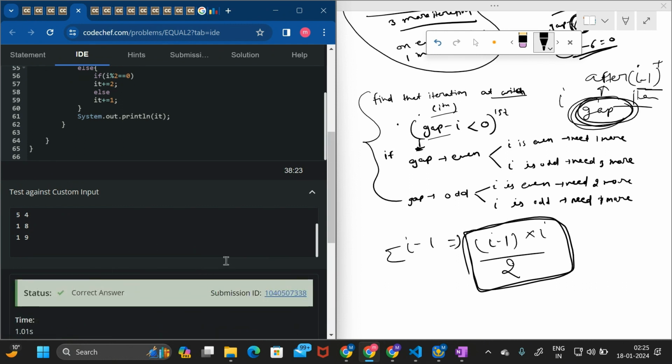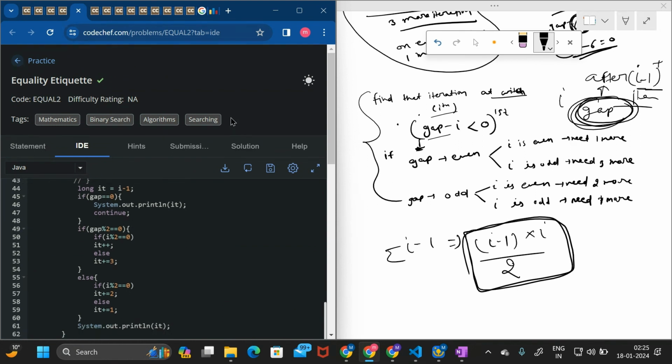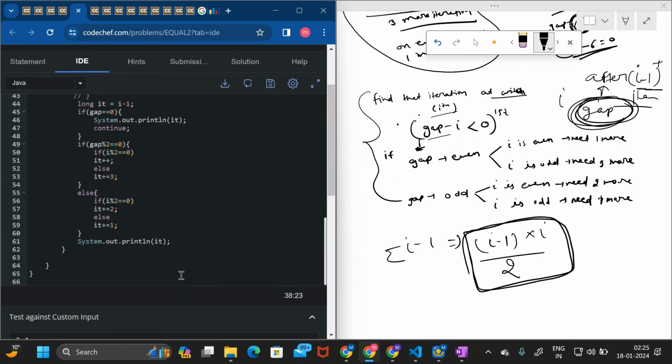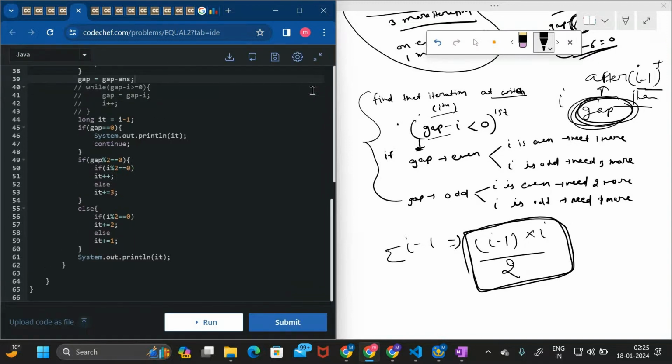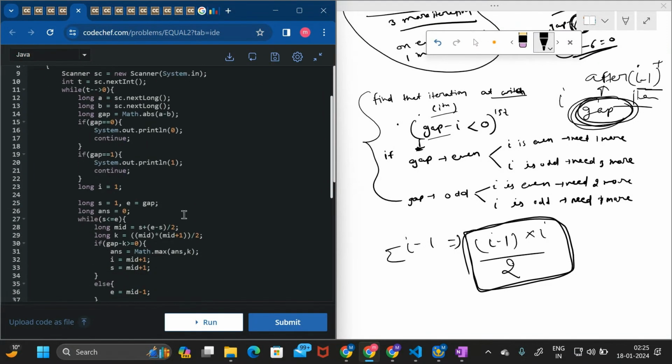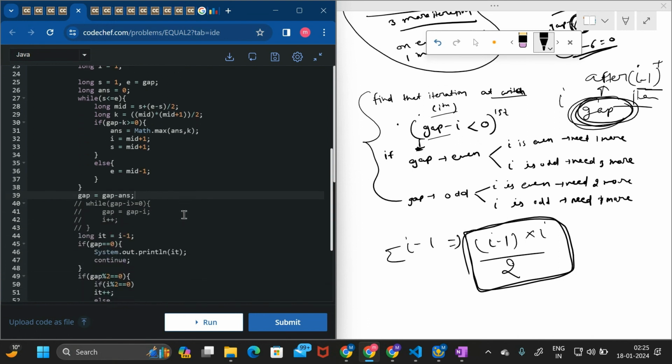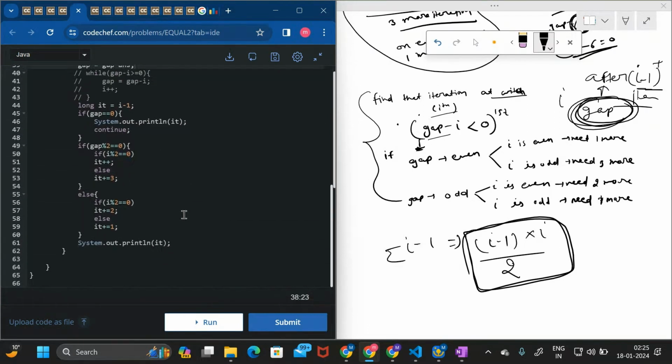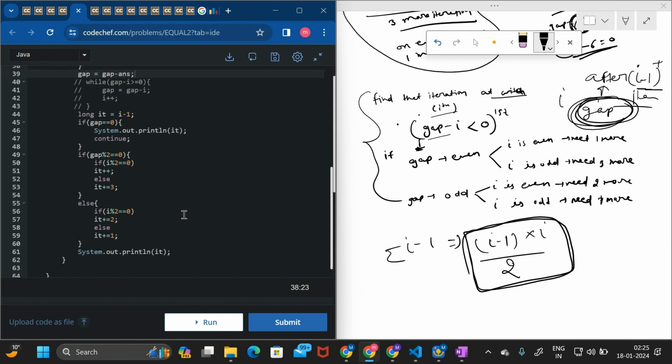So our code is submitted successfully, and here you can see your code. I maximize this. You can see the code. This is Java code, or you can change this to CPP.